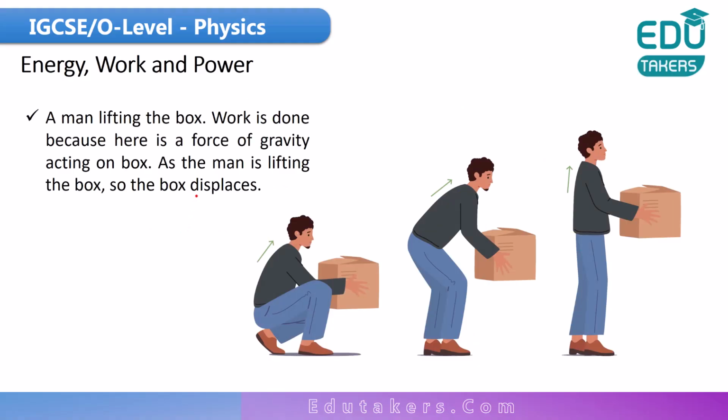Here is the second example. A man is lifting the box. In this case, the man is moving and the box is also covering the distance. In this case, the work is done because the box is displacing. The force in this case is the force of gravity that the earth exerts on this box. So I can simply say that for a man lifting the box, work is done because here the force is the force of gravity acting on the box. As the man is lifting the box, the box also displaces, meaning that the box covers some distance. In this case, there is some work done on this box.